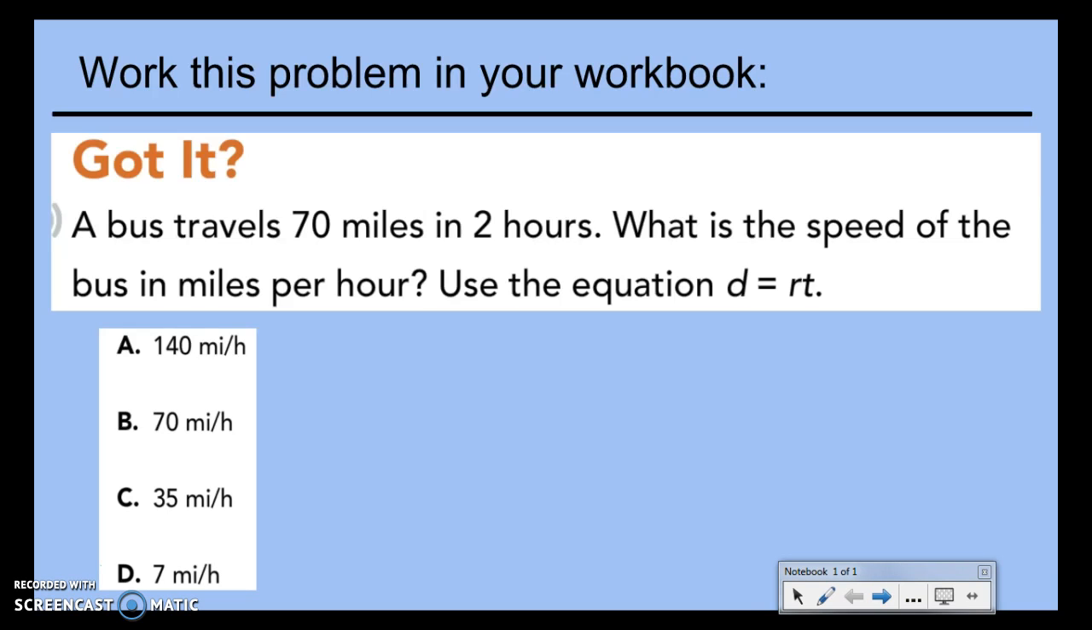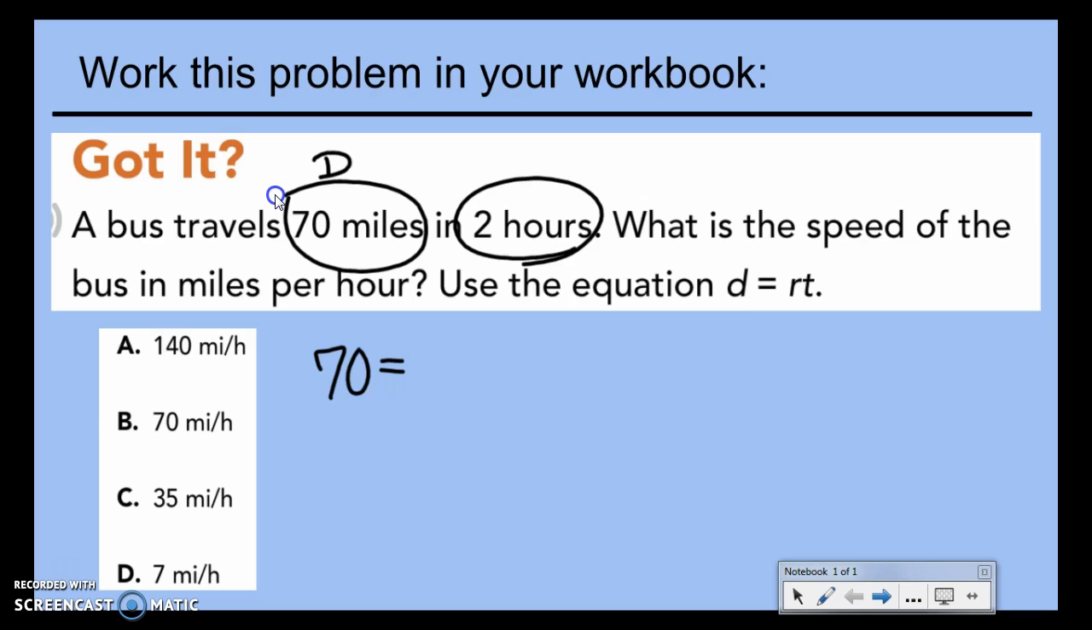Alright, so we are doing DIRT, and we're going to figure out what speed and what rate this bus is traveling. Let's get started. D. A bus travels 70 miles. That's our D, our distance. So we have 70 equals, in 2 hours. Now remember that rate is talking about speed. Well, 2 hours is not speed, it's talking about time. So we don't know our rate right now. We're trying to find our rate.